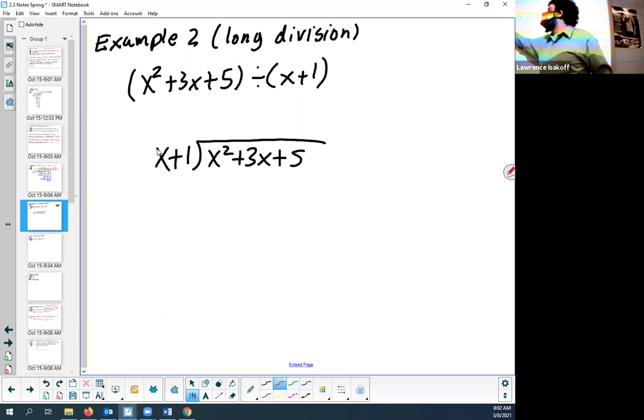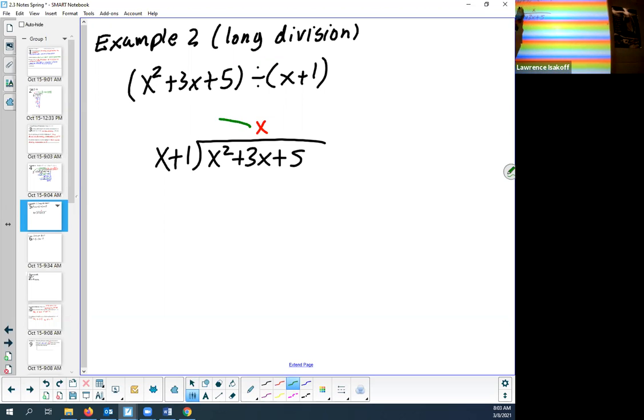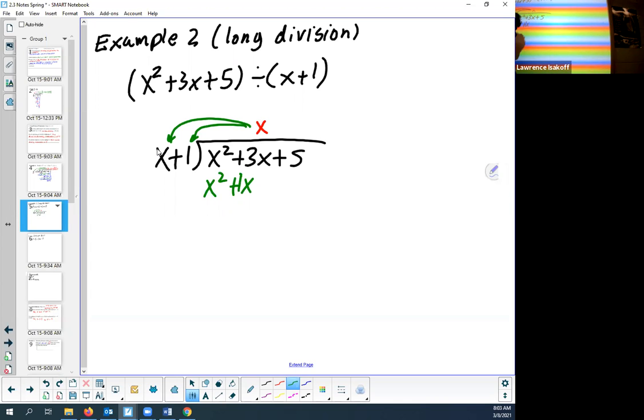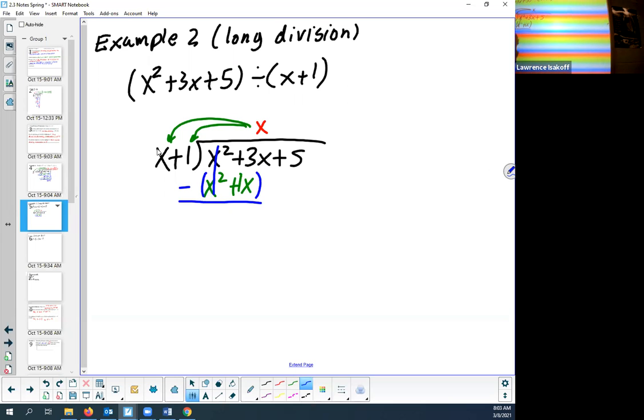What do I have to multiply x by to get x squared? Just x. So it's x up here, and then I multiply. So this times this, and the 1. So x times x, x squared. x times 1 plus 1x. And then I subtract. x squared minus x squared conveniently cancel out. Again, that's the point. You want that first term to cancel out every time.